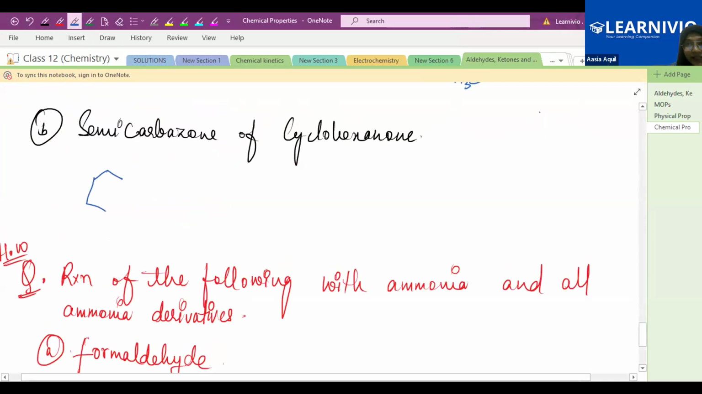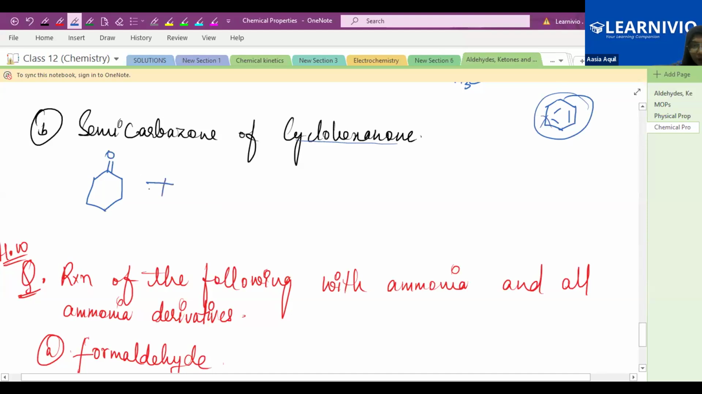It is not a phenyl ring. A benzene ring is basically one in which you will see the conjugated system, alternate single and double bonds. This is not a benzene ring. This is cyclohexanone, cyclic. This is cyclohexane, and in cyclohexanone there will be a double bond. This is not a benzene ring.